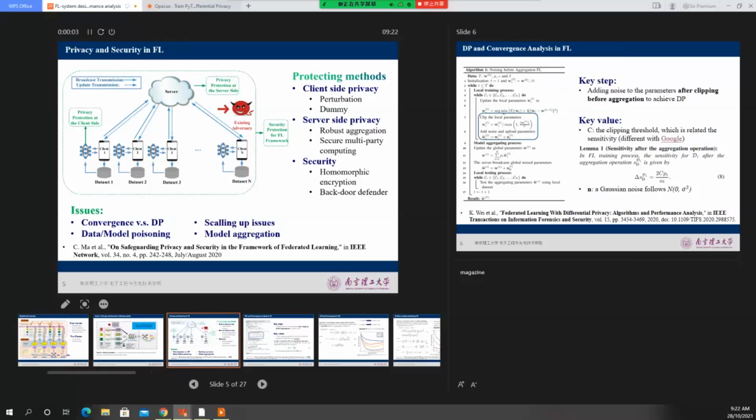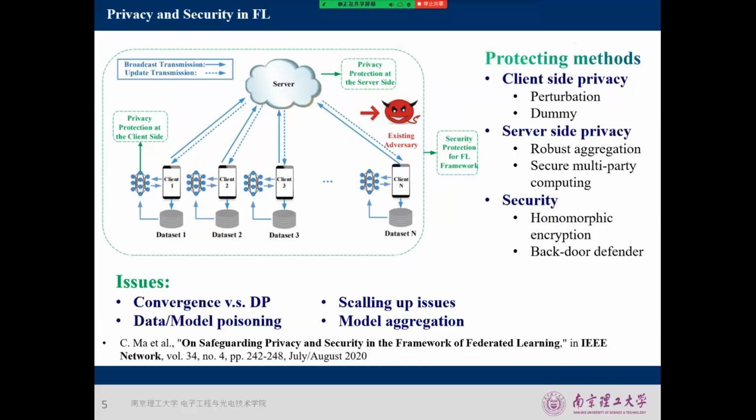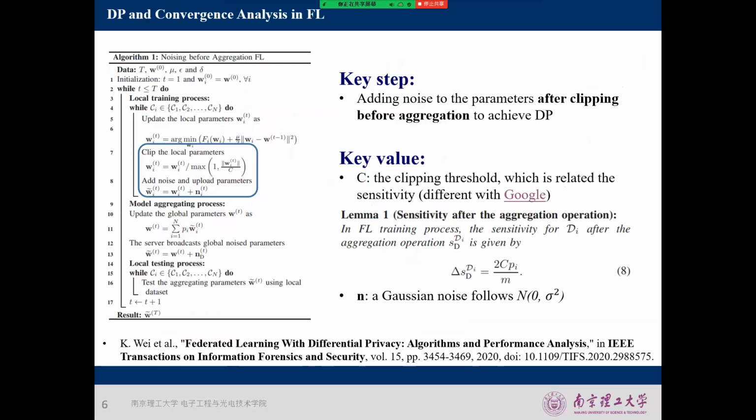So the first part is about privacy. We use differential privacy to achieve the privacy protection, and the main method is adding noise on the local models. If you read the Google paper on deep learning, they use the same way, adding noise on the local models to achieve DP. By this method, we do convergence analysis of federated learning in the first work. This is the main contribution of the first work.